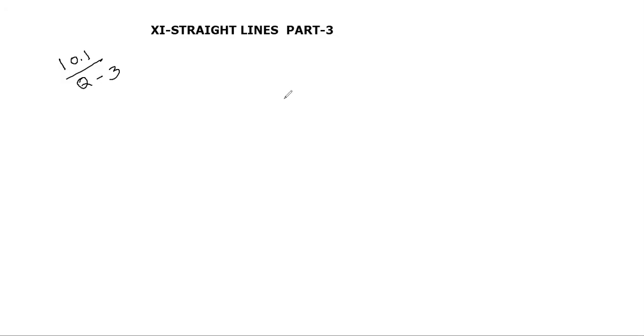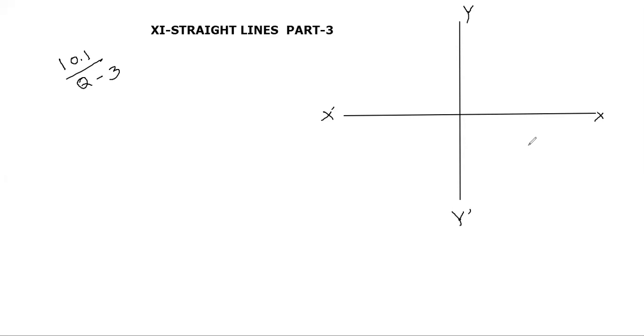Exercise 10.1, question number 3. The question is, there are 2 points, P and Q, whose coordinates are given. Draw the x-axis and the y-axis. And P and Q, we have to find the distance between the points P and Q.